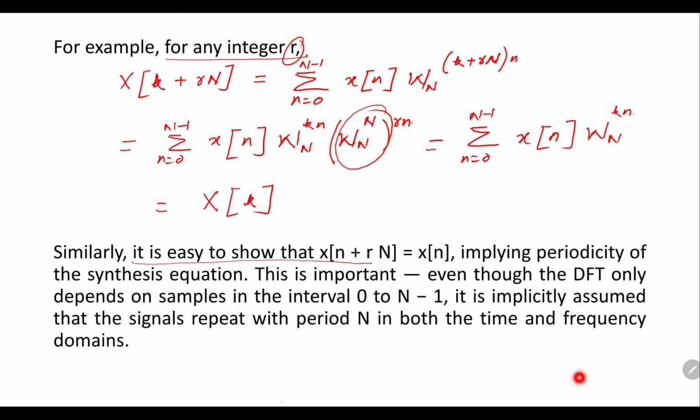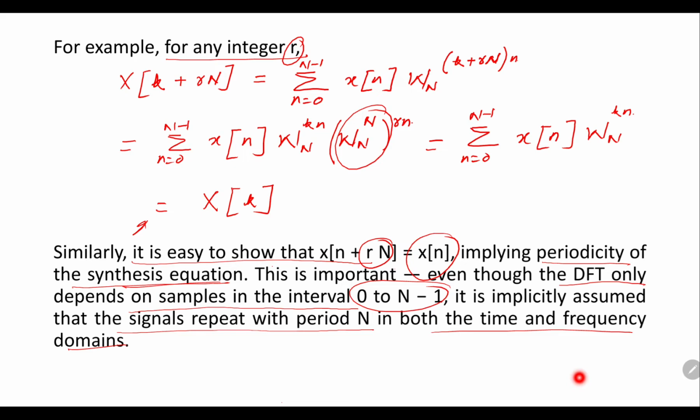It is easy to show that x[n + rN], where we are taking the period of N, is equal to x[n]. We can also write the signal like this, implying the periodicity of the synthesis equation. So this is important: even though the discrete Fourier transform only depends on samples in the interval 0 to N minus 1, it is implicitly assumed that the signal repeats with period N in both the time and the frequency domain. So here the signal is repeating itself.